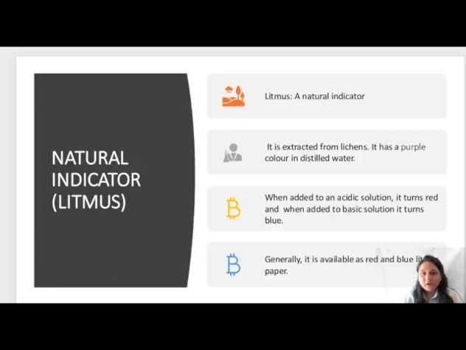If we are talking about the natural indicator, first is your litmus. Litmus is a natural indicator, we already know that. But from where do we get the litmus indicator? It is extracted from lichens, and this is a plant. It has purple color in distilled water, so that means it shows purple color for neutral solutions or substances, because distilled water is a neutral substance. So it shows neutral color in distilled water.